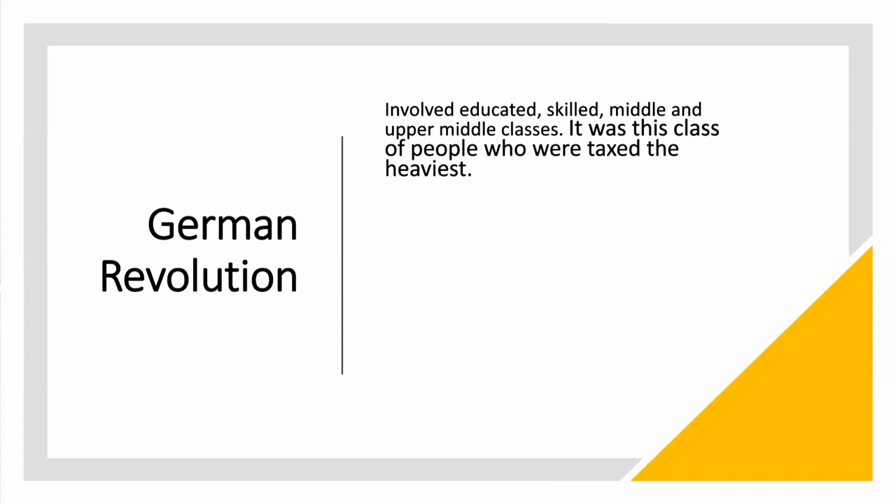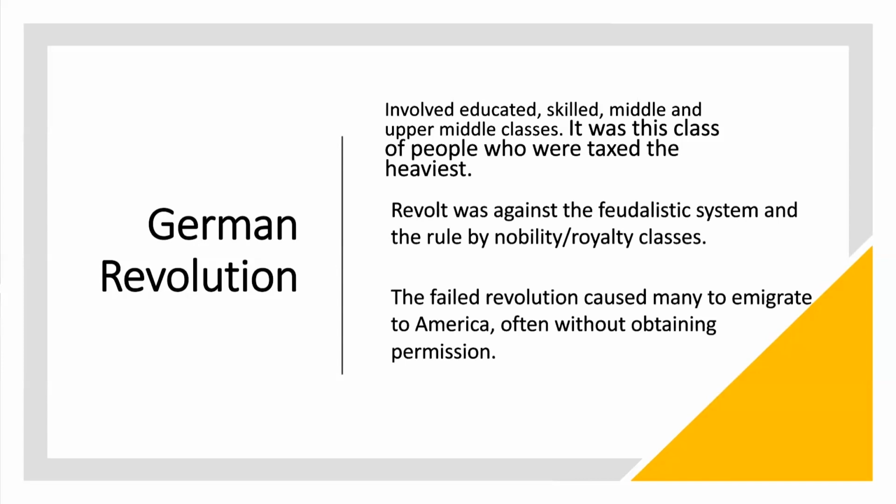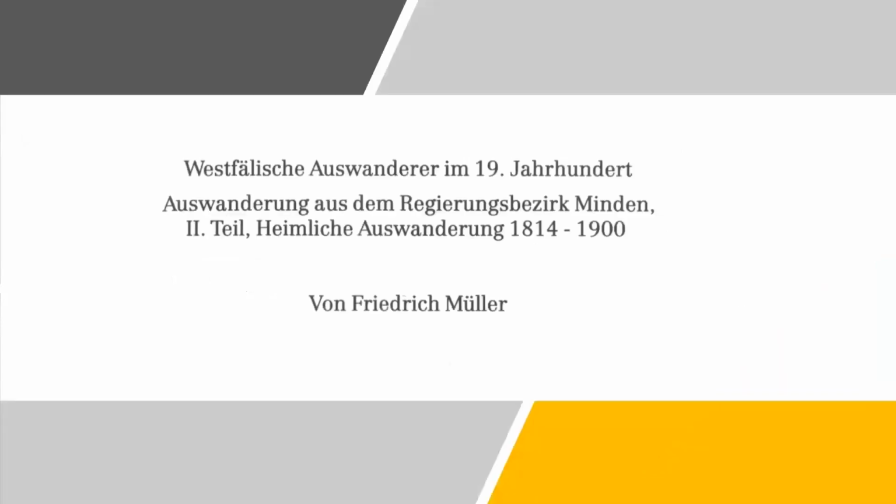So the German Revolution, unlike the Peasant War in 1525, who were primarily farmers, this involved the educated, the skilled, the middle and upper middle classes. It was this class of people who were taxed the heaviest. The revolt was against the feudalistic system and the rule by nobility or royalty classes. The failed revolution caused many to immigrate to America, often without obtaining permission. Those who survived the revolution faced death or imprisonment for treason.